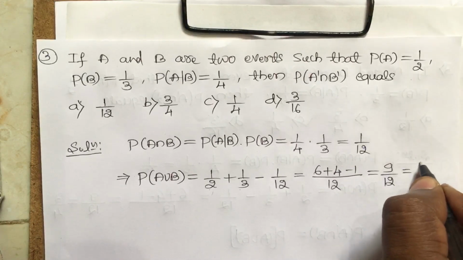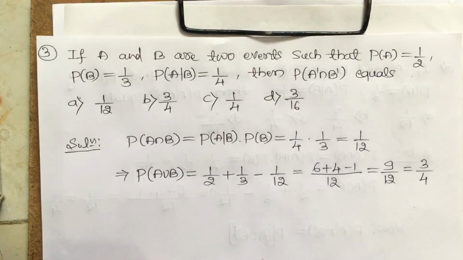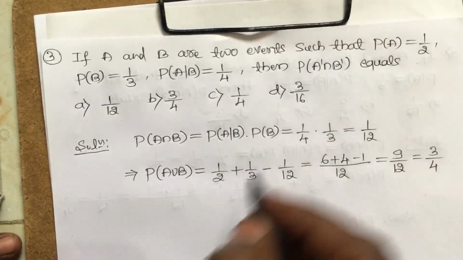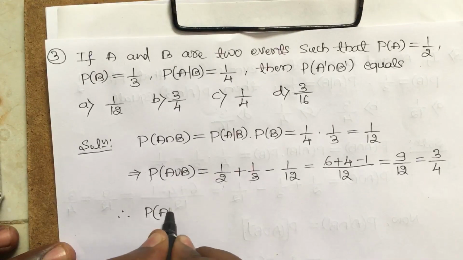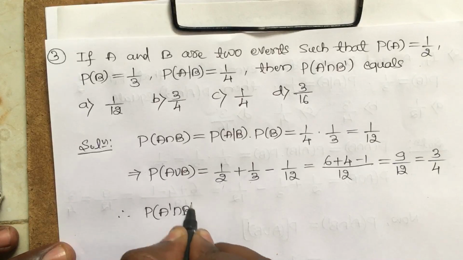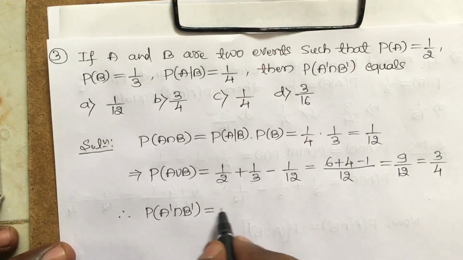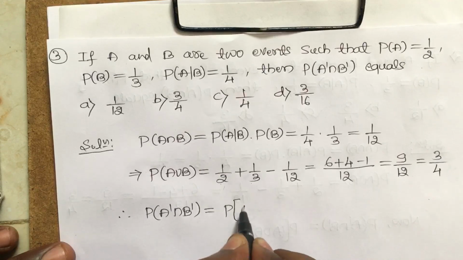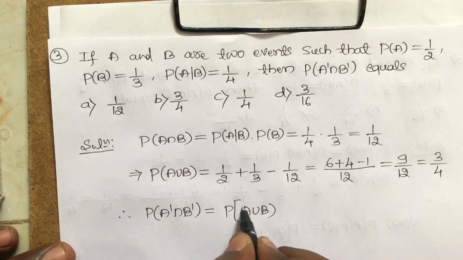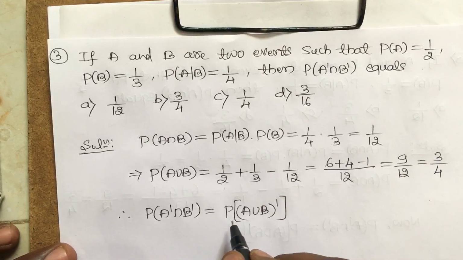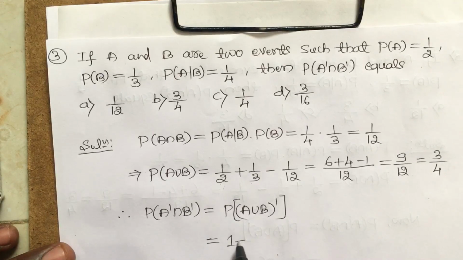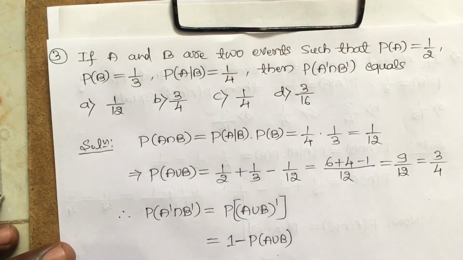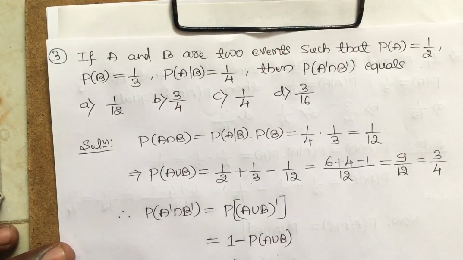So these two get cancelled in the table, and we get 3 by 4. Now I'll go for P of A dash intersection B dash. P of A dash intersection B dash can be written as P of A union B the whole dash, which is equal to 1 minus P of A union B.